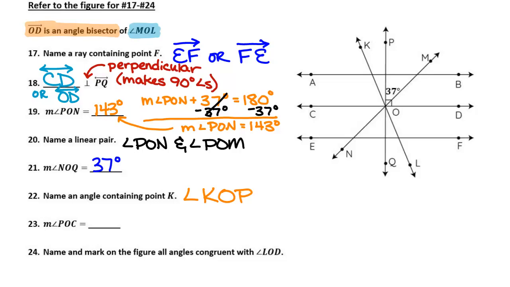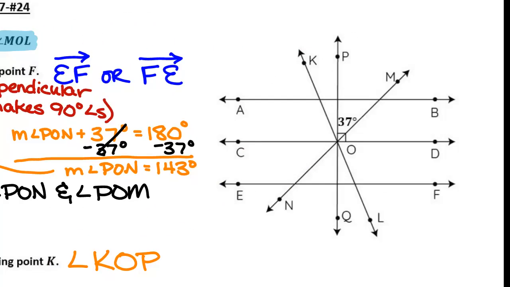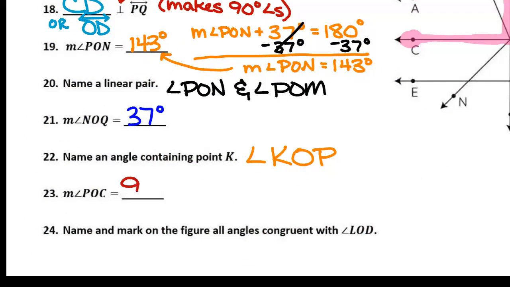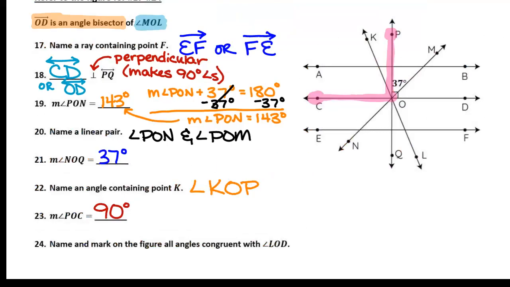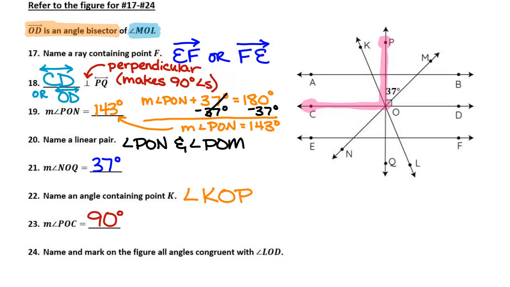Next one we want is the measurement of angle POC. Here's P, here's O, here's C. We want to know how big that angle is. How big is that angle? It is 90 degrees. Are we guessing at that or do we know that? We know it. How do we know it? Yes, because we said that PQ and CD were perpendicular. So all 4 corners that are made from those 2 lines crossing are right angles.